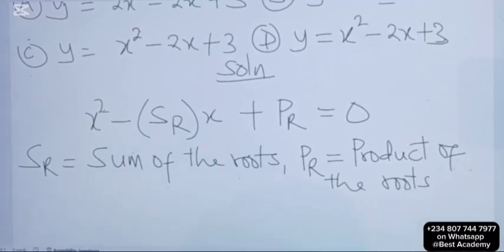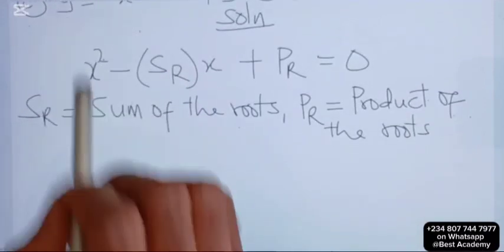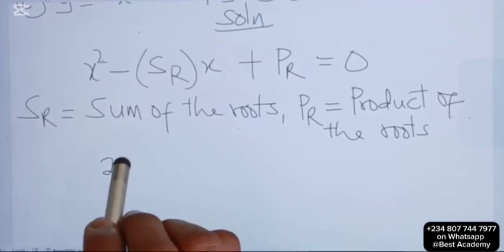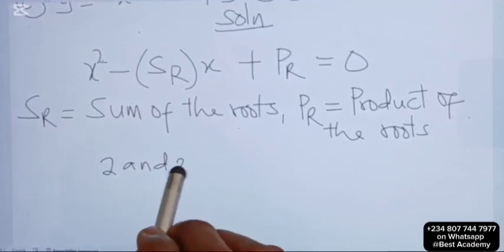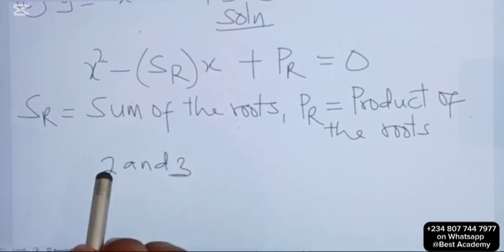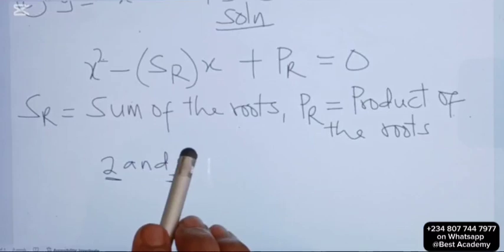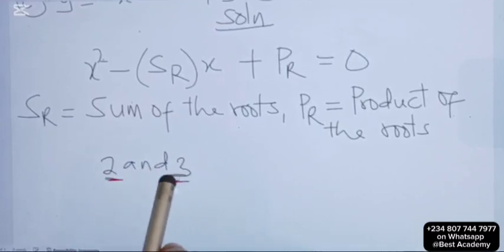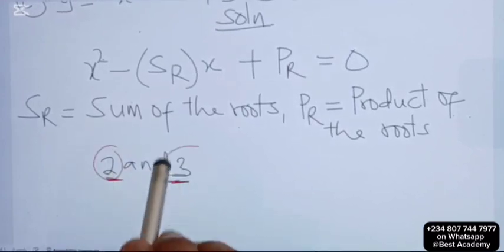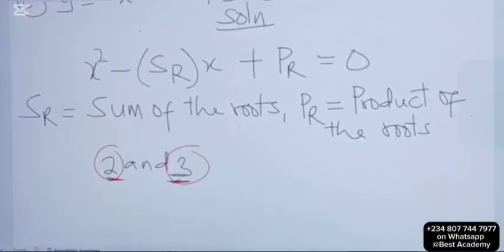So if I have two roots, say 2 and 3, to find the sum of the roots will be this plus this. Please take notes. To find the product will be this times this. Please take note. Very simple. Now let's look into the graph and pick up the roots.